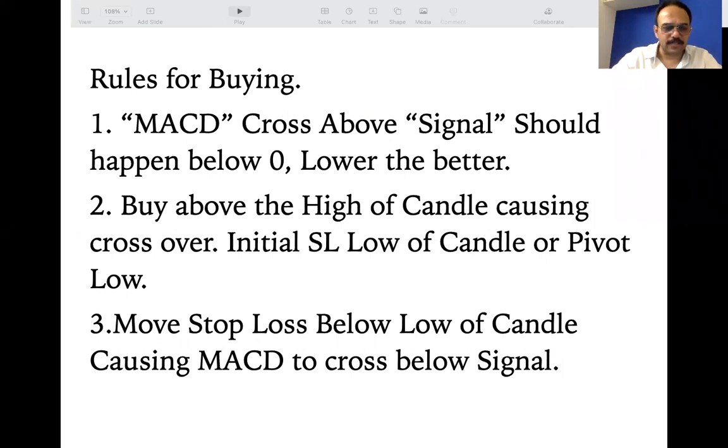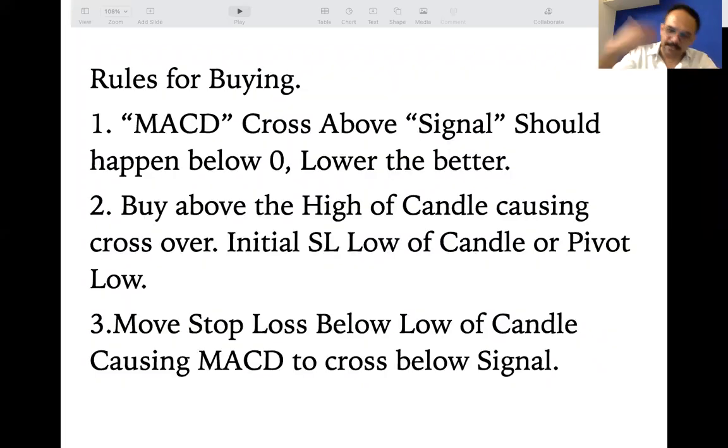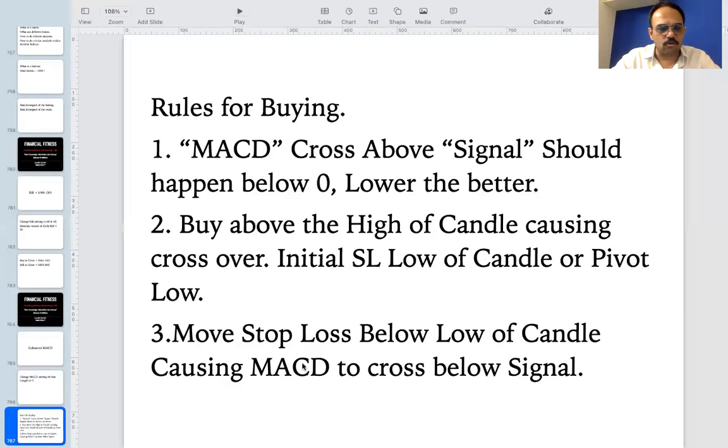You can note it down, or take a snapshot, or whatever is comfortable. Okay, so let's see how it looks. Venkatesh is asking for the previous slide. Change the MACD setting for fast length to 9. And the second slide is MACD cross above signal should happen below zero. Okay, so let's go to TradingView.